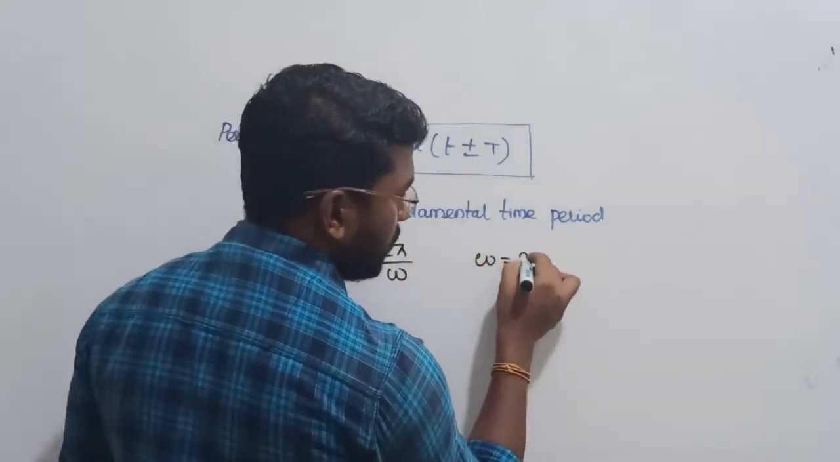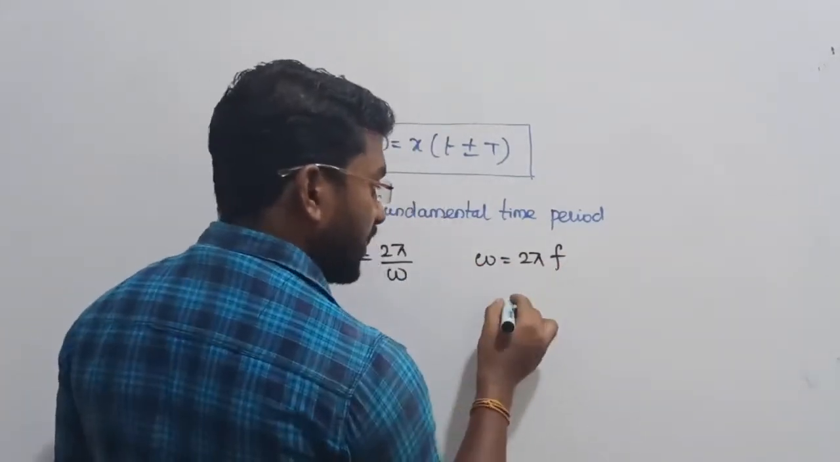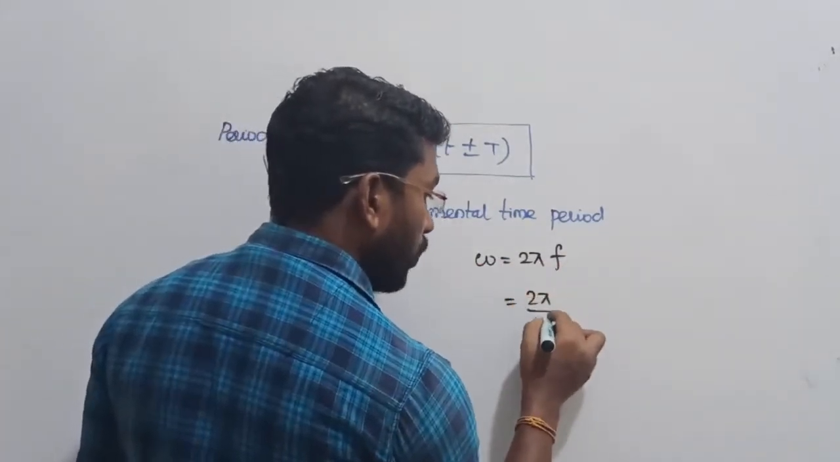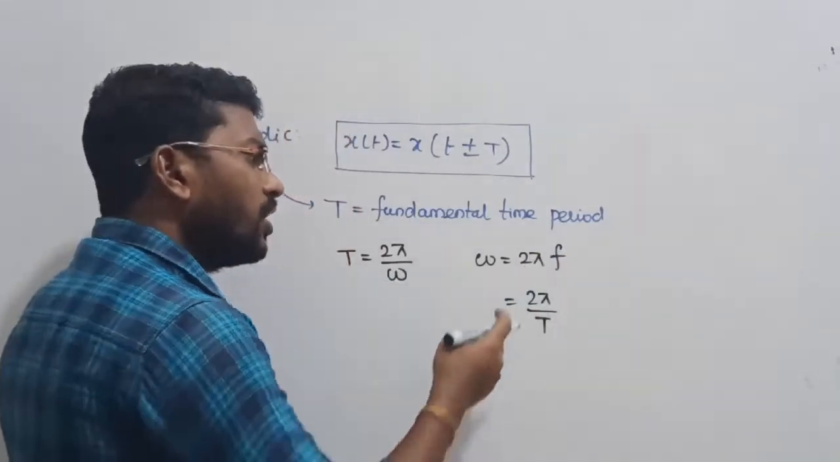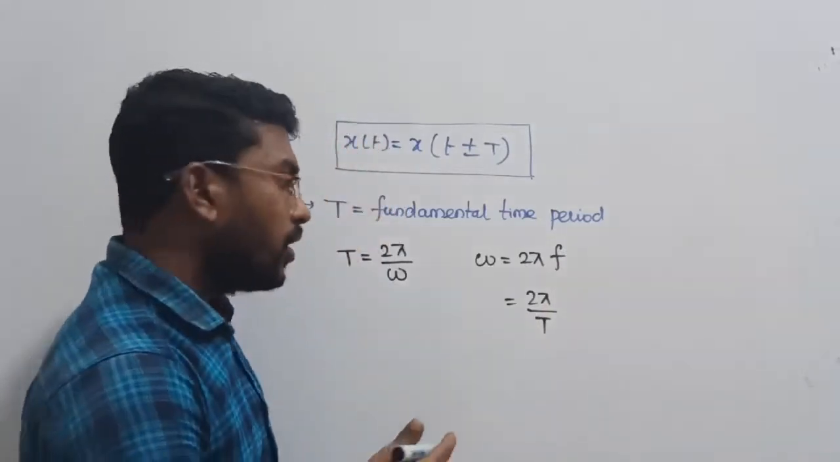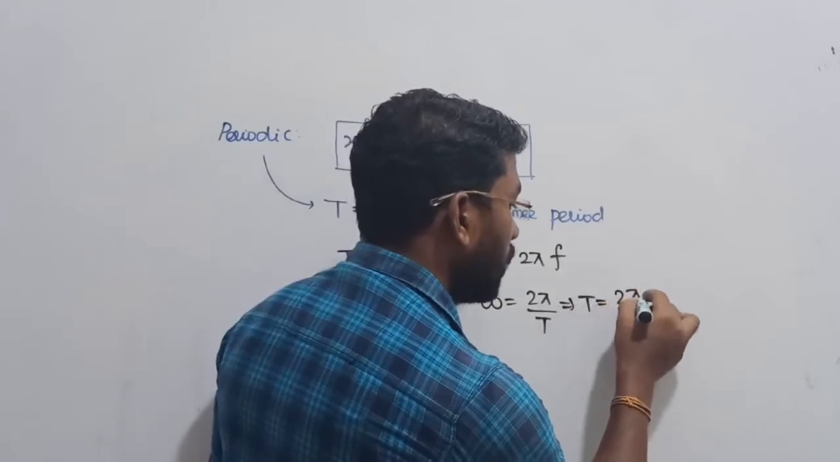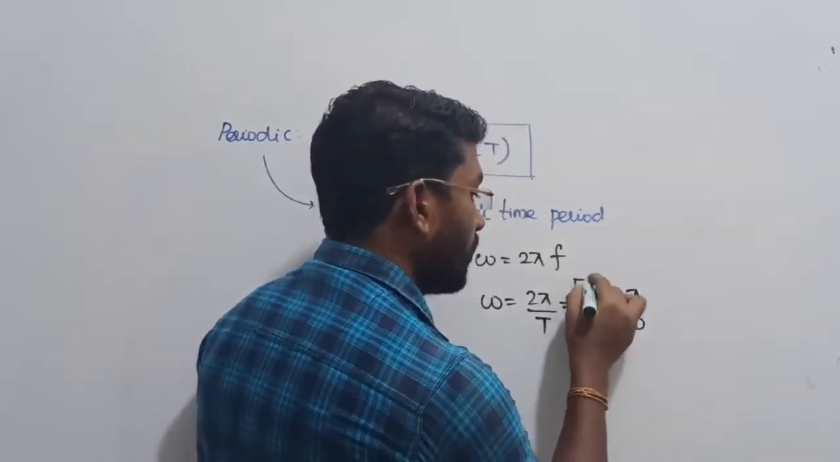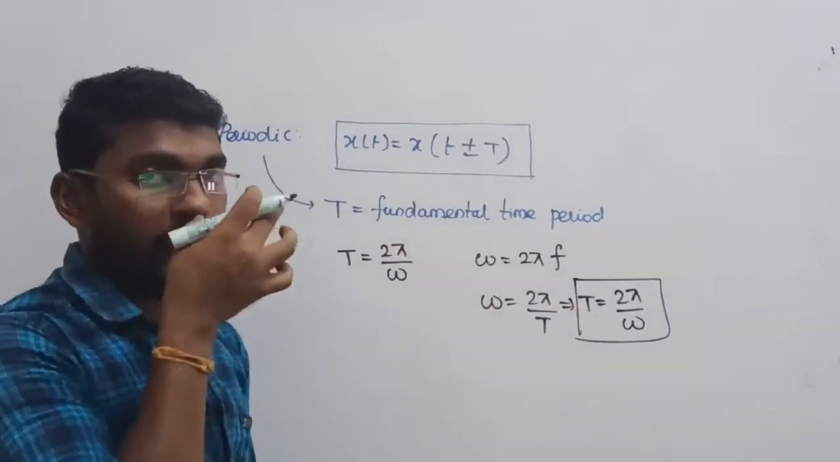Omega can be written as 2 pi f. We all know frequency, right? So frequency of a cycle can be written as 1 by T. We all know frequency and time period are reciprocal to each other. So that is the frequency of the fundamental cycle, whereas it is the fundamental time period, right? So from this, if you want to know the fundamental time period of the signal, it can be written as 2 pi by omega. So you don't need to memorize this one. That is a very simple formula. Clear? So that is how we are finding the fundamental time period of the periodic signal.